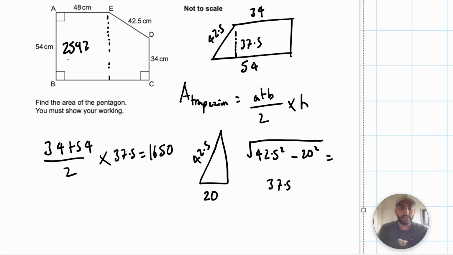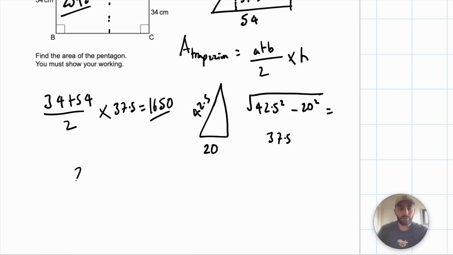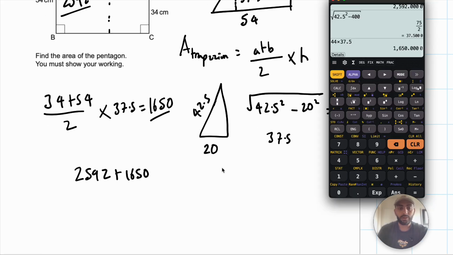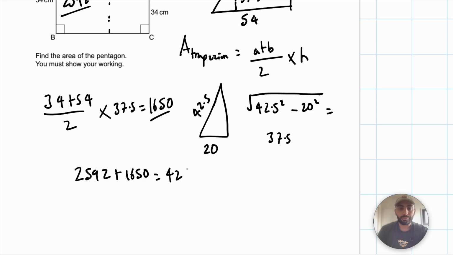All I need to do now is add both of these together. 1650 add 2592, which gives me 4242. And the units for that would be in centimetres squared.